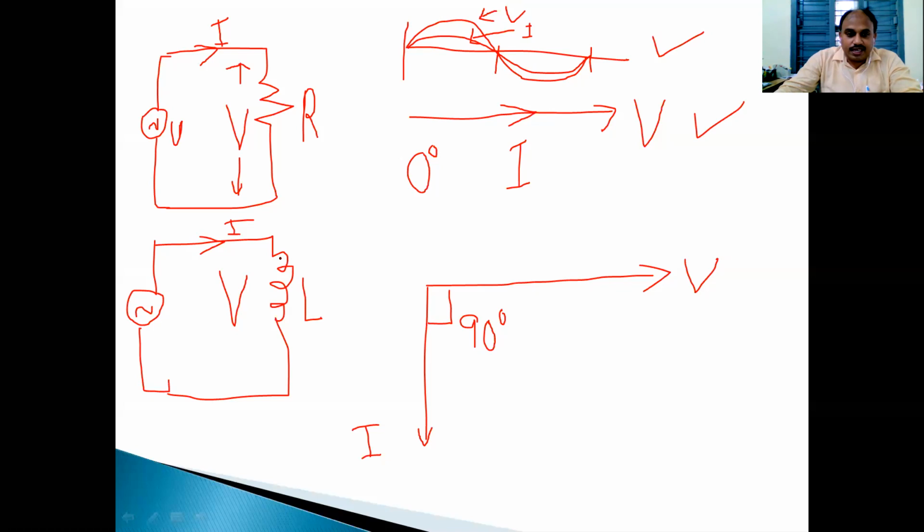Similarly, for a pure inductive load, in this waveform, if voltage is taken as the reference, with the alternating supply, this is 180 degrees, here 0 degrees, 180 degrees, that is pi, and 2 pi. Here the 90 degrees is here. So the current waveform varies in this manner. So this is the current waveform, this is the voltage, and this is the current.